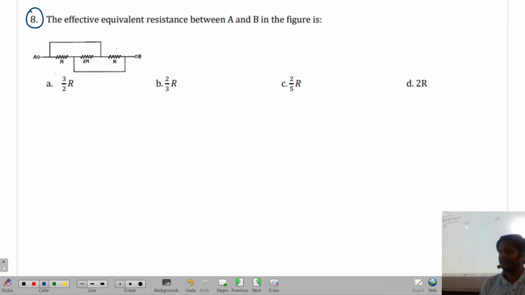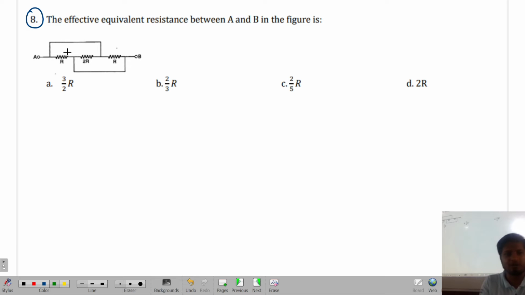The effective resistance between A and B in the figure is... How to solve this problem? Any idea? No, no. Okay, it is 2R, given. Okay, can you do it? Anyone? No. So look over here.